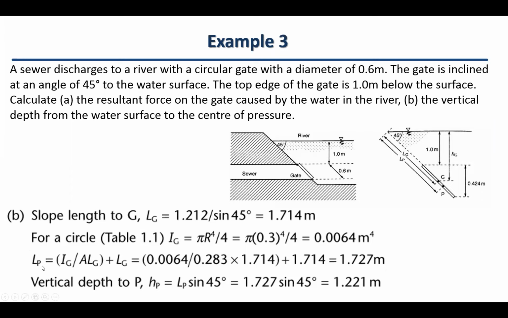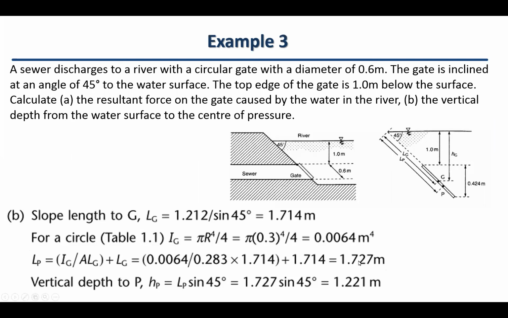So we substitute everything in the original formula. This formula is given to us. So this is equal to, open bracket, 0.0064 divided by A, which we calculated before, 0.283, times, this is the denominator actually, the LG, 1.714, plus the LG, 1.714. The result is 1.727 meters.